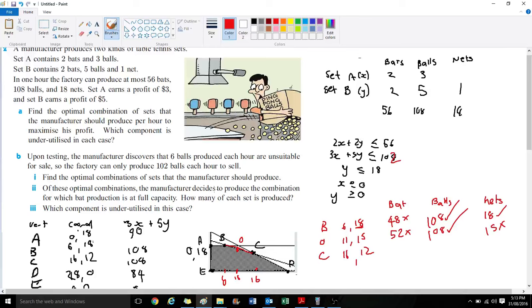And the manufacturer decides it's more important that we're using all of the bats, okay? So if we investigate the case in part C, perhaps they'll use all of the bats and there'll be an excess of bowls and nets. We say that's okay that we've got excess bowls and nets as long as we're getting rid of the bats. Alright, so in the case that we go with optimal using all the bats, what component is underutilized? So it requires us to investigate it further. Okay, hopefully this makes a bit of sense.